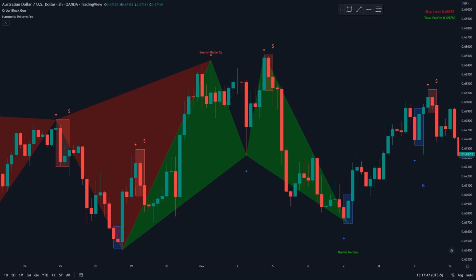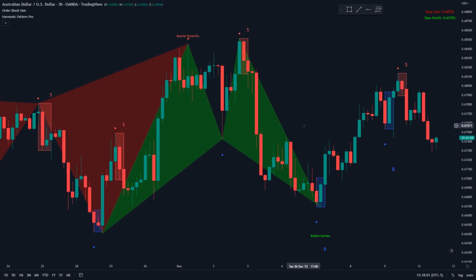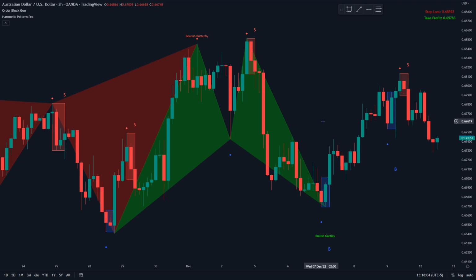In this video, I'm going to go over these two indicators, the Order Block Gen and the Harmonic Pattern Pro, in ways that you can combine these two to get into some trades and, as far as overall, get the direction and look for entries on different time frames, just how these two can work as confluences together.